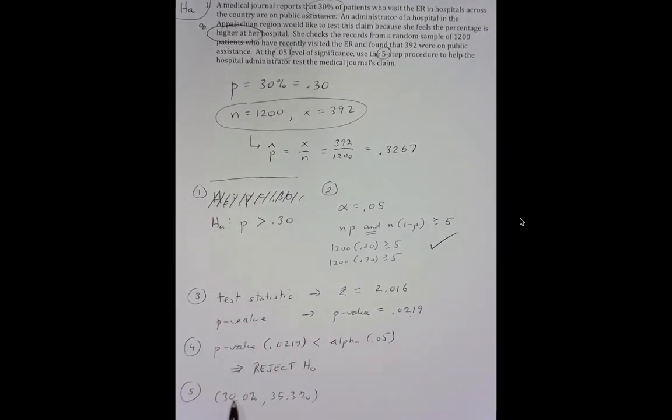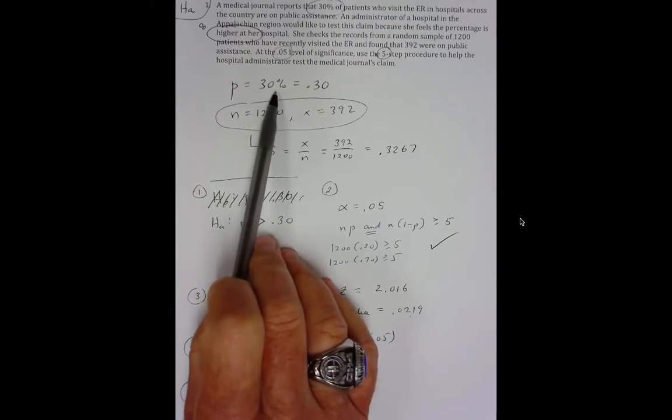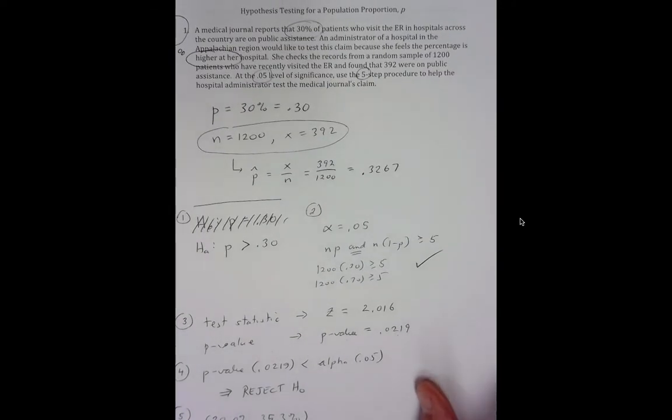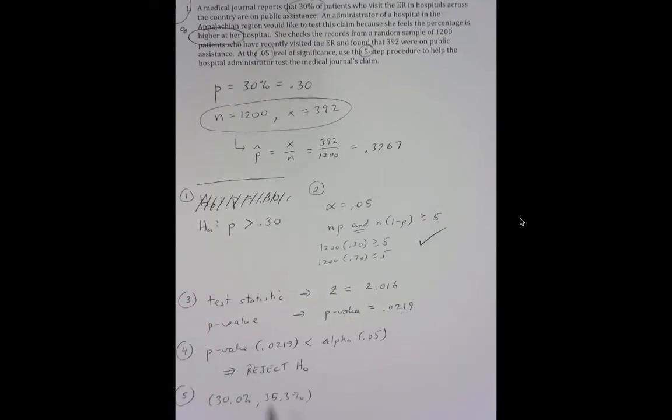So, even though 30% was being tested, and the way I've rounded this, it turns out to be the same value. This was actually a little bit above, therefore we got the statistical significance. So it appears that the percentage of patients in the Appalachian region, based on the results of this study, is slightly higher than 30%, somewhere between 30% and about 35.3%.